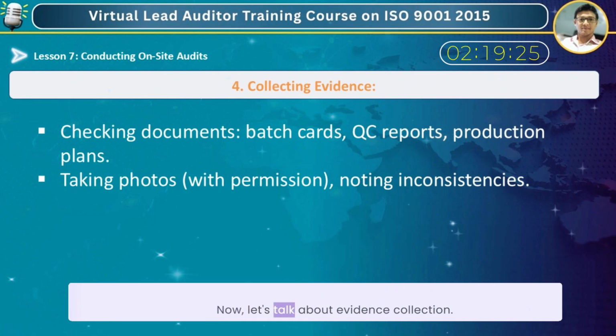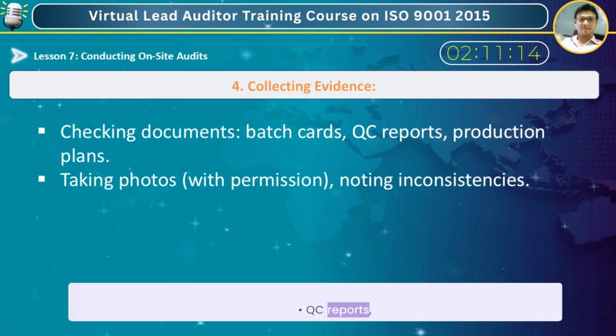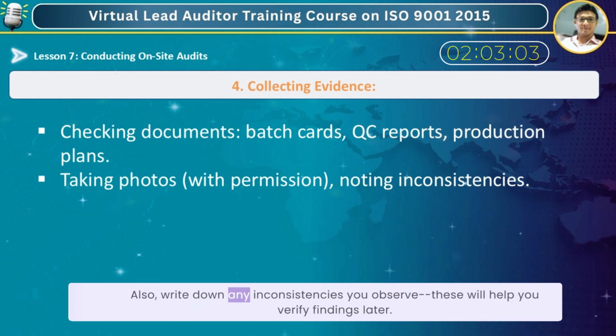Now, let's talk about evidence collection. Check relevant documents like batch cards, QC reports, production plans. With permission, take photos of issues or best practices. Also, write down any inconsistencies you observe. These will help you verify findings later.